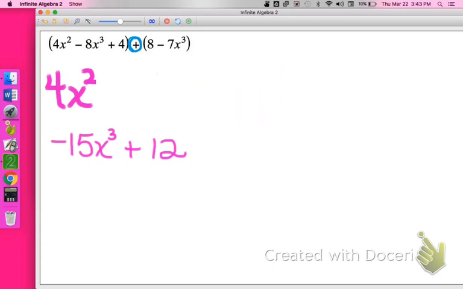And then finally I have this last piece, which I can't do a thing with other than to tag it on there to the end. And so this is the final answer.